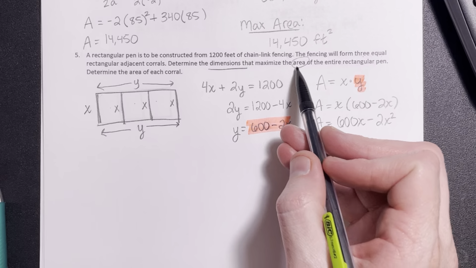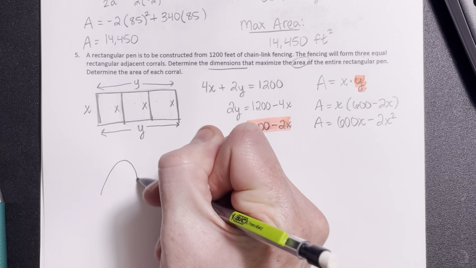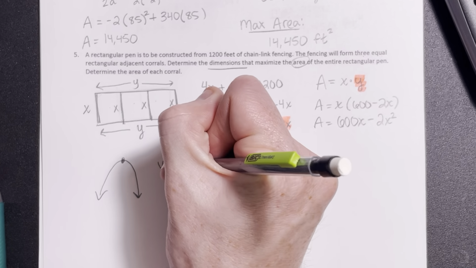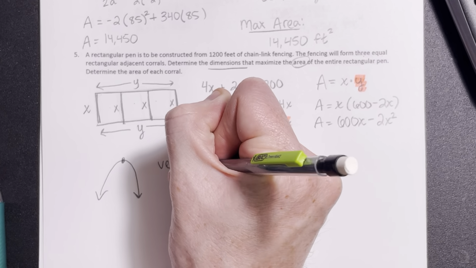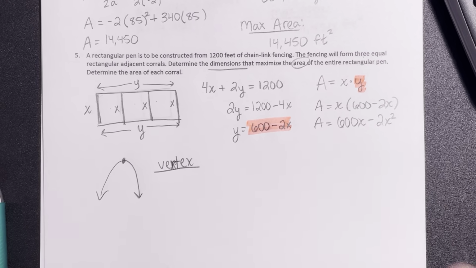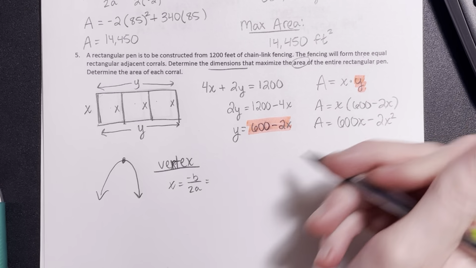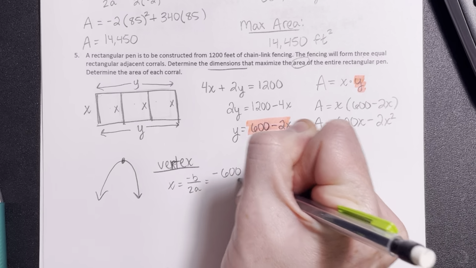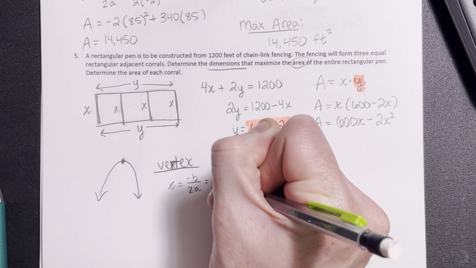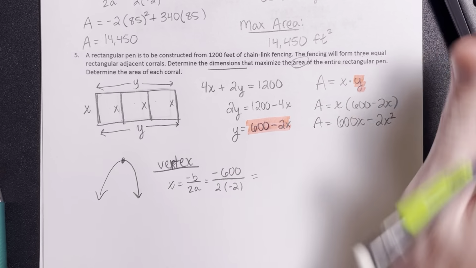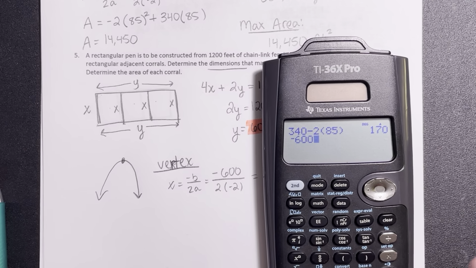Again, we're trying to find the maximum area, so we're going to be looking for the maximum of that parabola, which is at the vertex. So if I find the vertex, x equals negative b over 2a. Negative b would be negative 600 over 2 times negative 2. Make sure that you're looking at which one's your ax squared, your quadratic term, and which one's bx, the linear term. When I divide this out, I have negative 600 divided by negative 4, which is 150.